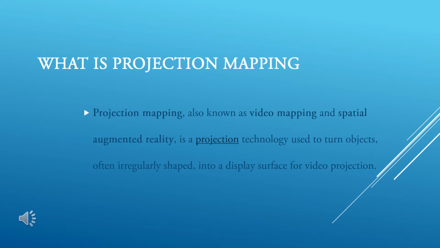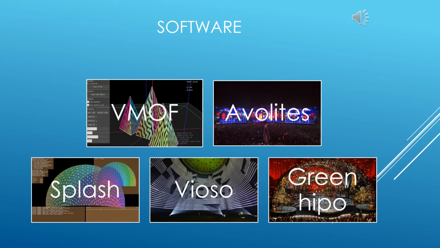What is projection mapping? Projection mapping, also known as video mapping or spatial augmented reality, is a projection technology used to turn objects, often irregularly shaped, into a display surface for video projection. Some of the software used for this technology include Vayeso, Green Hippo, Splash, Avolites, and VMOF.